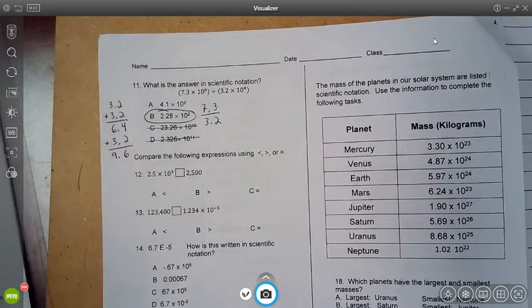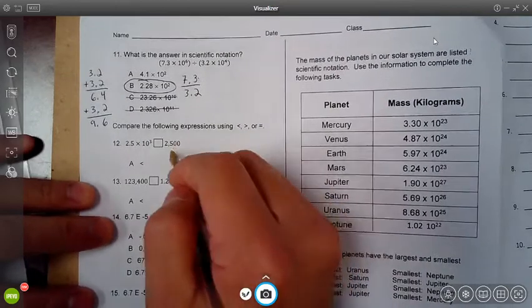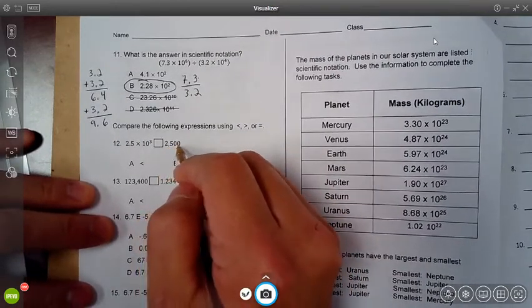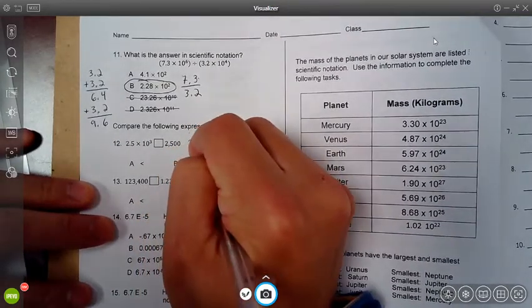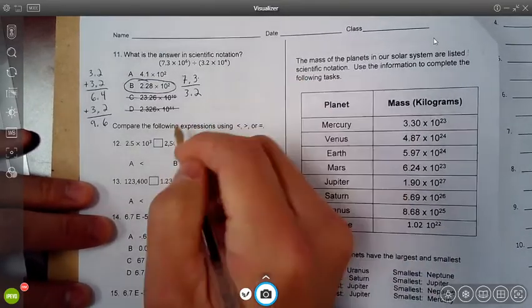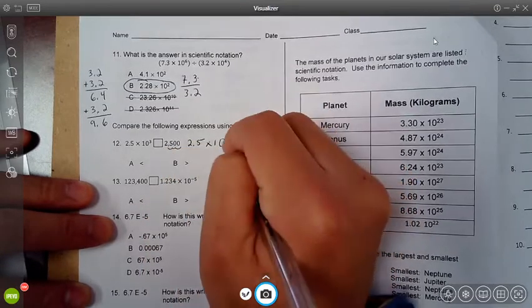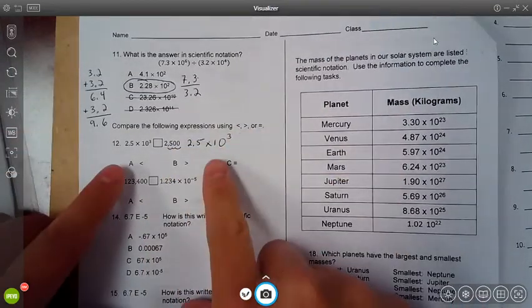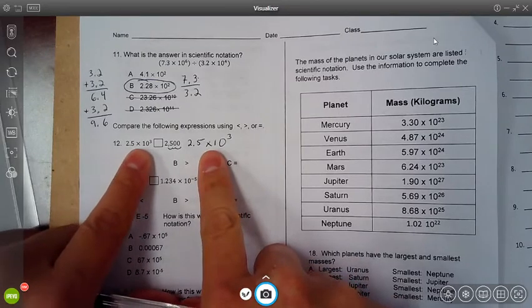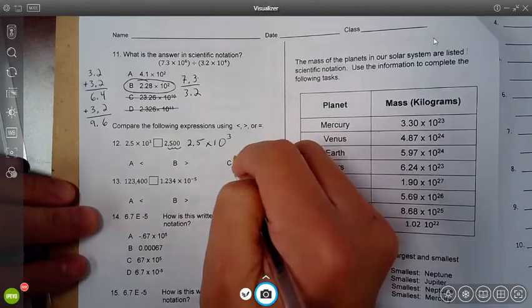Let's take a look at number 12. 2.5, if I made this into scientific notation, it would be 2.5 times 10. And then here, I would move the decimal over 3 numbers, so times 10 to the third. Look at those 2 numbers now in scientific notation. They're exactly the same. So this one, 12, would be option C.